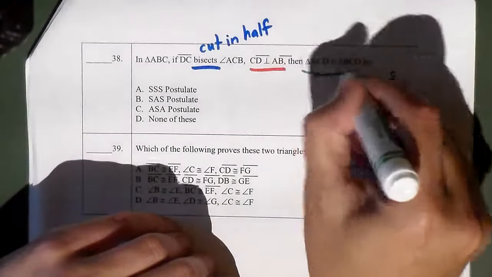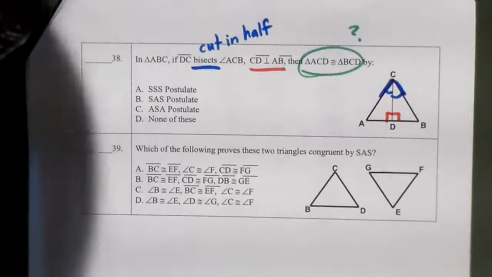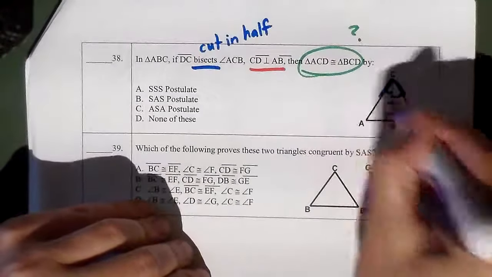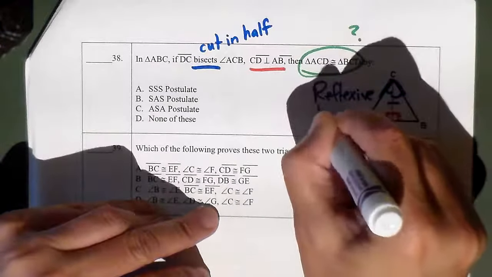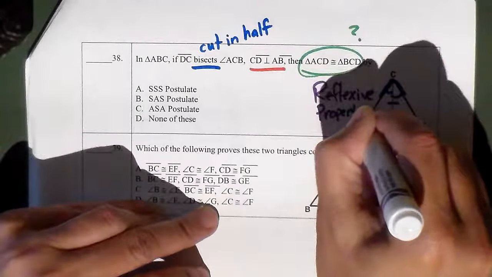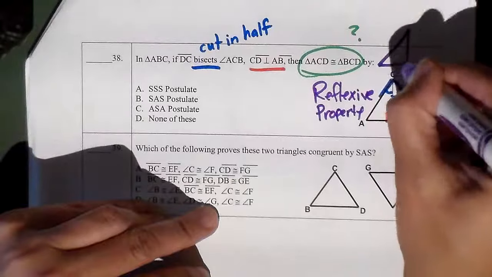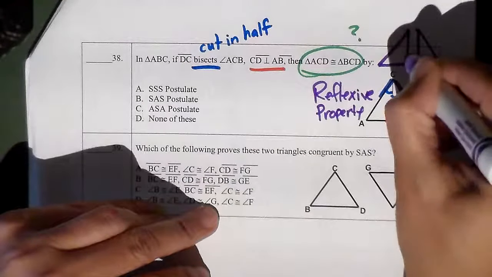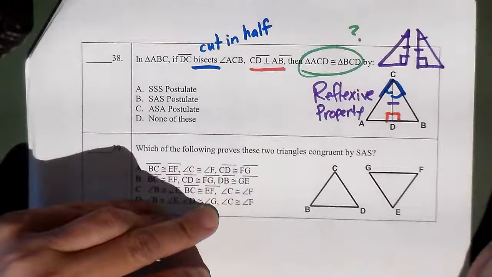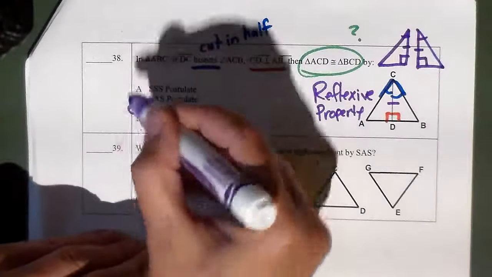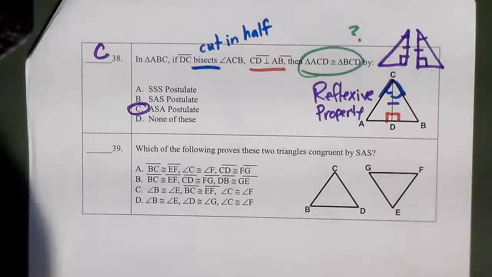So the question is, how do we know they're congruent? Well, what other piece of information, because we need three pairs, can you decipher? What do they share? CD, there's the old reflexive property again. That's the reflexive property of congruence. If I were to take these two triangles apart, this is what I would have. Right angle, share that side, angle's the same. So what is this? Angle, side, angle, ASA.